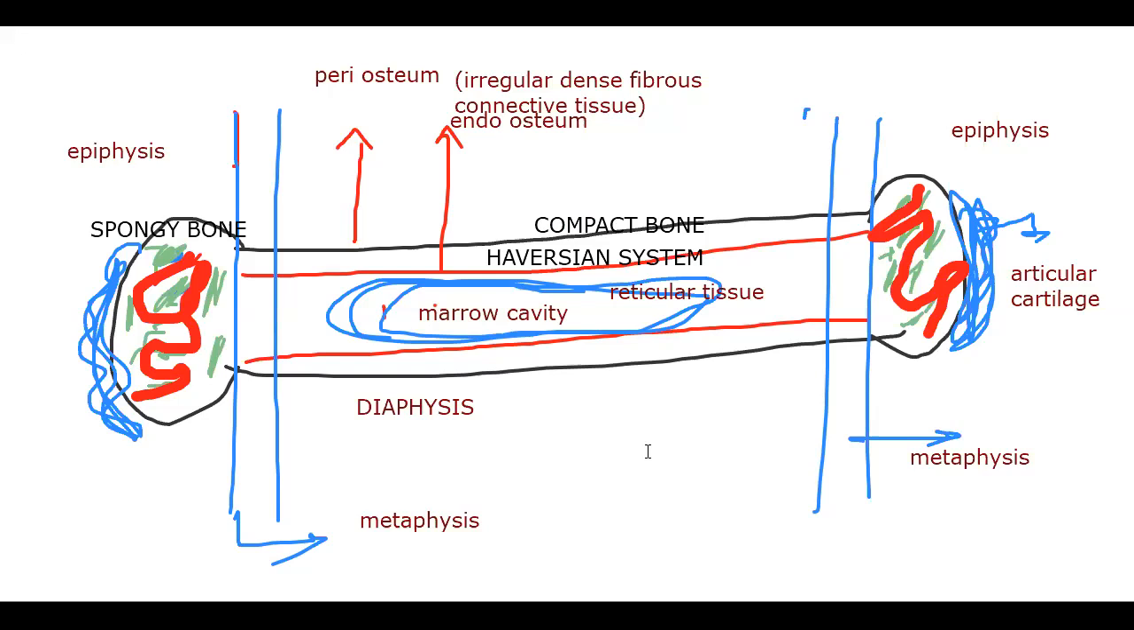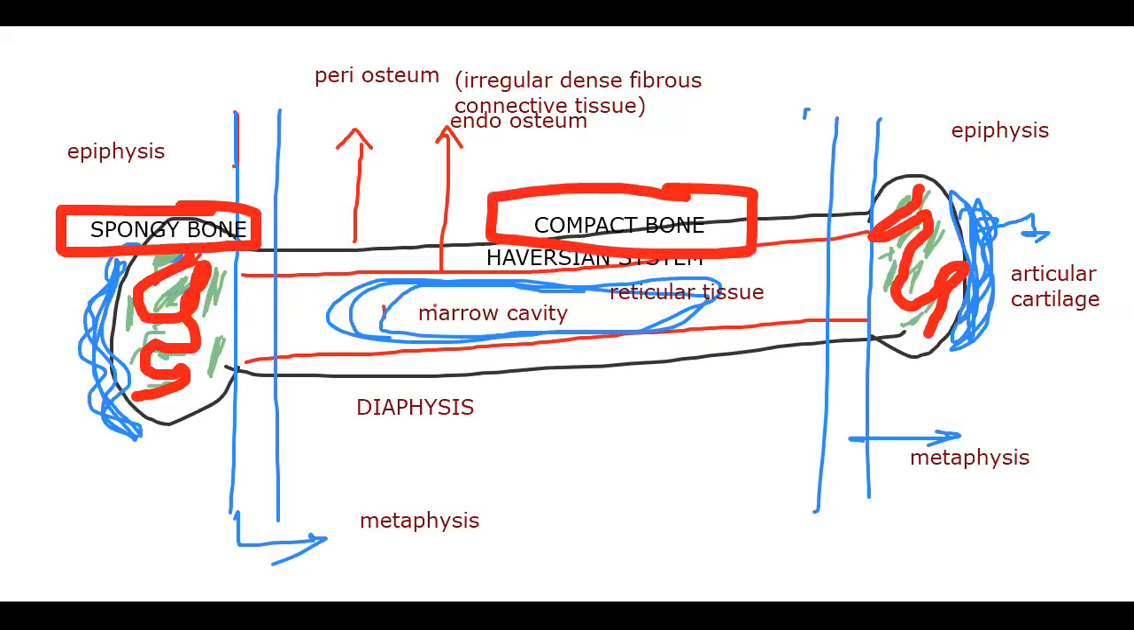So you will make these two the headings: spongy bone and compact bone. Let us start from here. The spongy bone and compact bone. Okay, next we continue with this. Let me stop here and go to the text portion.